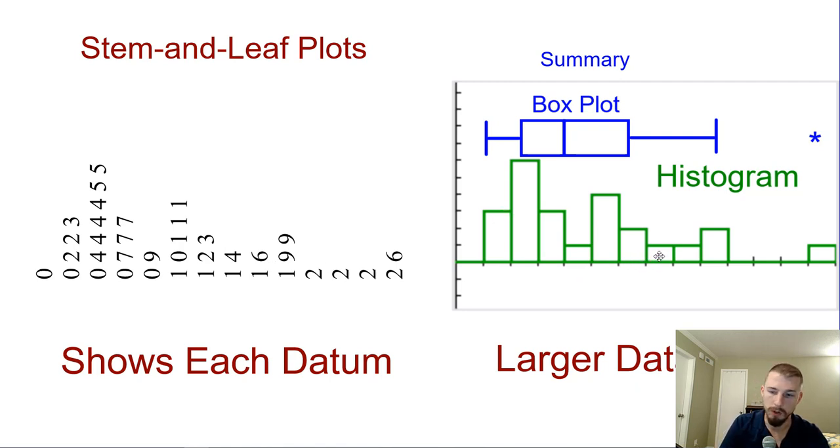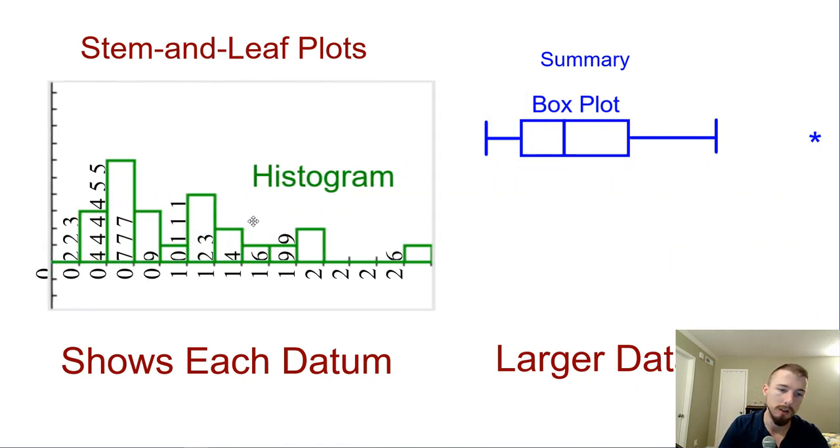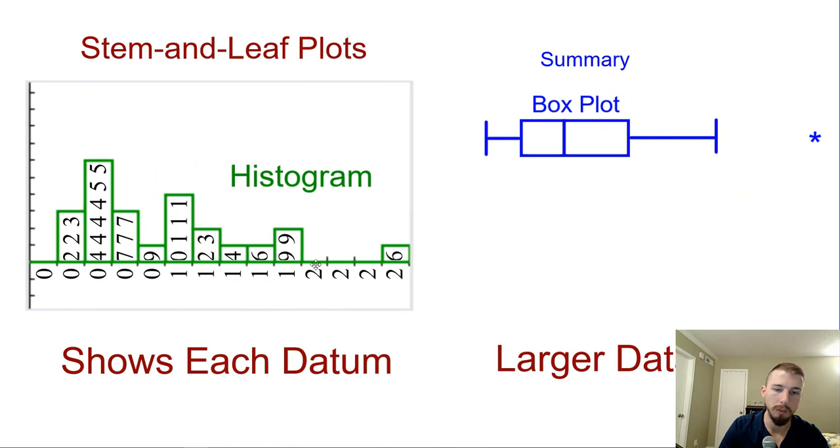If we have larger data sets, then we want to use a histogram. Notice that the histogram and the stem and leaf plot give you the exact same overall general shape, or the distribution of the shape of the distribution of whatever this was. I think it was number of states visited. But if we have even larger data sets or we're comparing multiple histograms to each other, then we want to use a summary like a box plot.